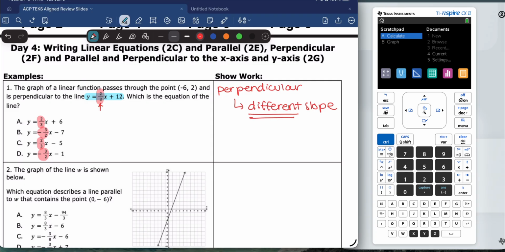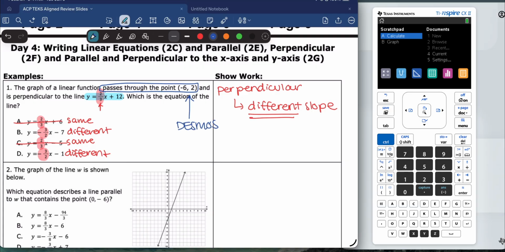I want a different slope. So minus 2/3, that means I'm going to delete the ones that are not different. So if we really look at it, this is the same. This is different. This is the same. And this is different. So I'm going to delete A and C because they are the same. Now I want to pass through this point right here. So I'm going to put this in Desmos.